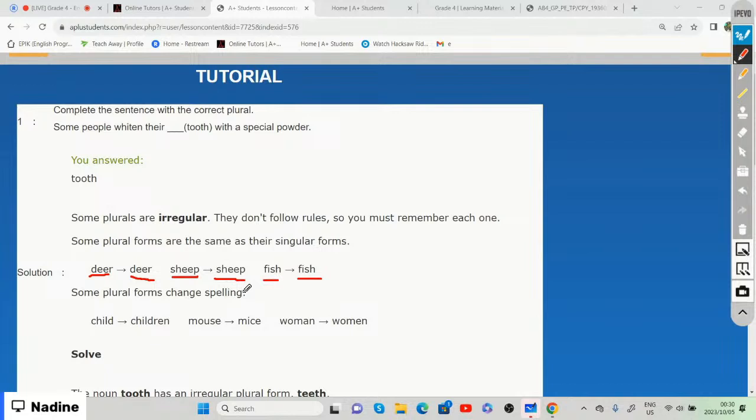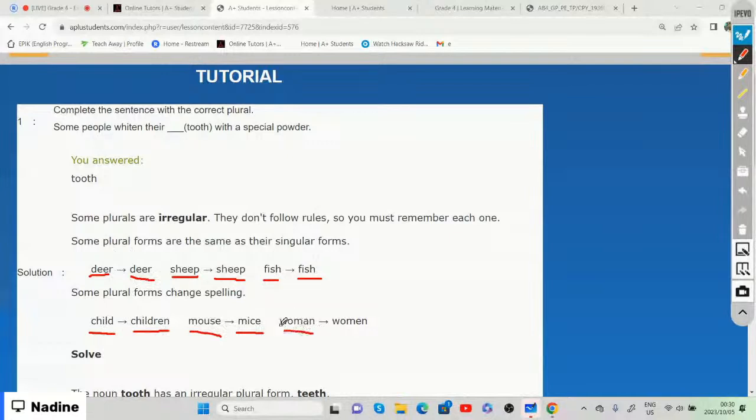And then we said that some plural forms change the spelling, and we made an example of child. We have one child. And if we want to make mention of two or more, then we will say children. Not childs. We don't say two childs, three childs. We say children. So one child, two or more children. One mouse, two or more, or many mice. Not mouses, but mice.